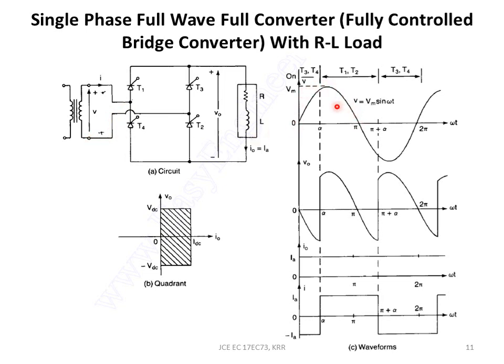If you see this waveform, here I have drawn the input. This is the load or output voltage waveform. This is the current. Again, I have assumed the current to be a perfect DC, a continuous load current, right?